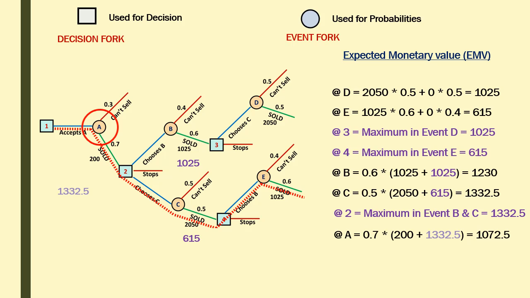Note, here the objective is to get profit, so the chosen EMV is the maximum value. If the objective is to reduce the cost, then the EMV value to be chosen is the minimum value.